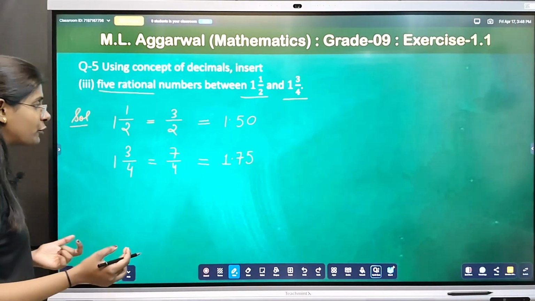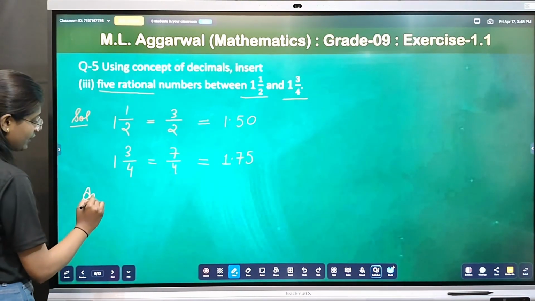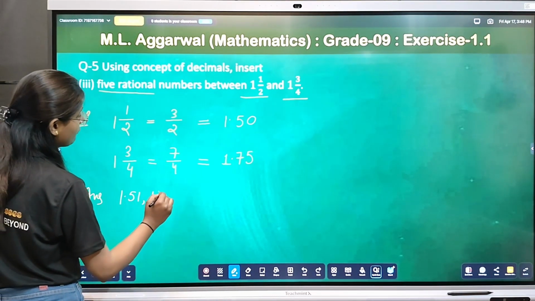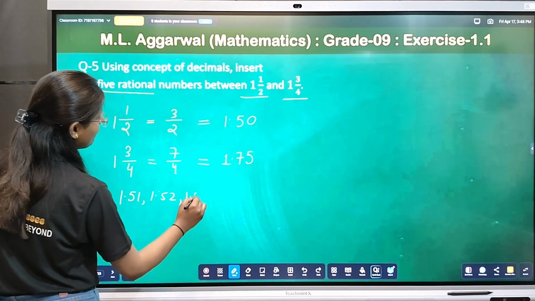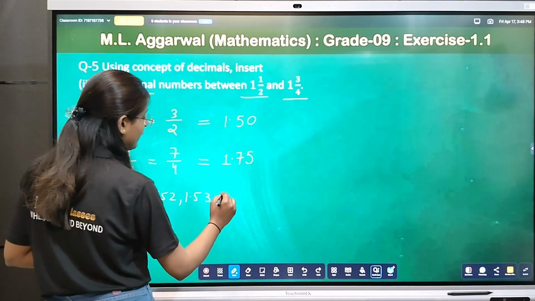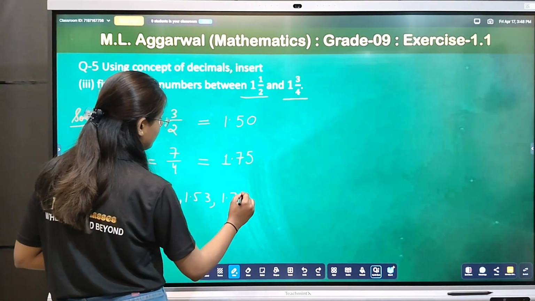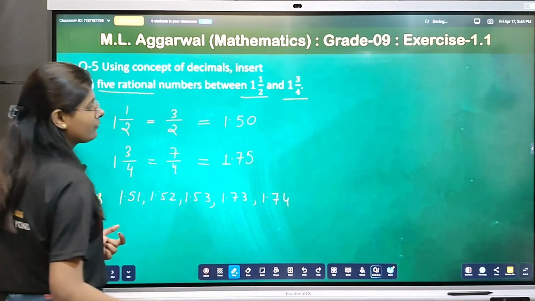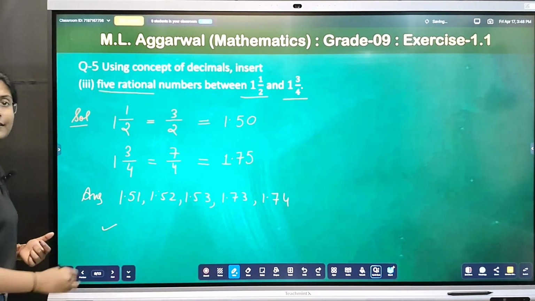So it will be easier for you to find out the answer. So our answer would be 1.51, 1.52, 1.53, and let's take a few numbers near about 1.75. It's like 1.73 and 1.74. Okay, and this is your answer.